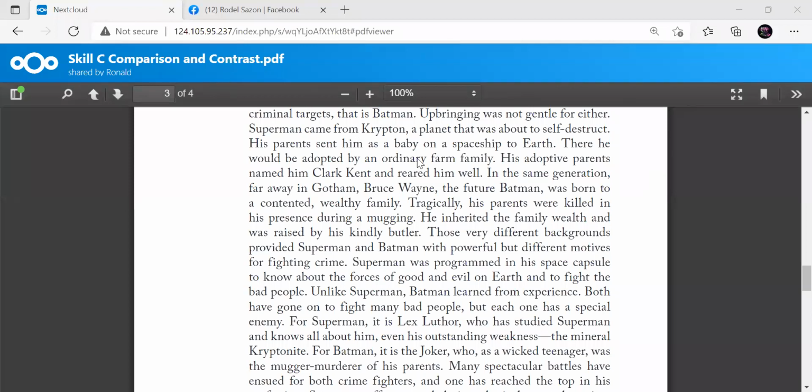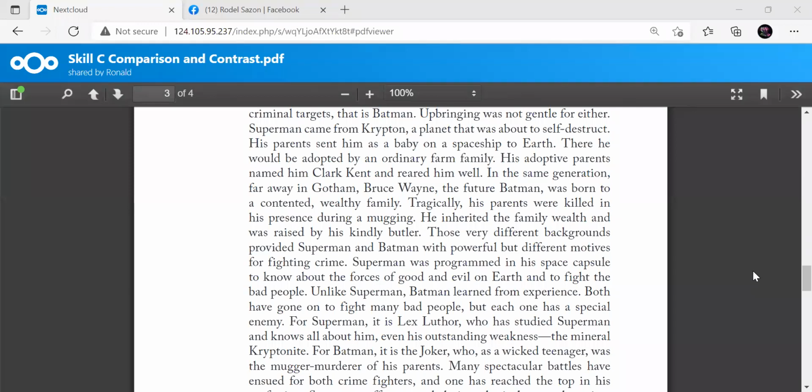His parents sent him as a baby on a spaceship to Earth. There he would be adopted by an ordinary farm family. His adoptive parents named him Clark Kent and reared him well. In the same generation, far away in Gotham, Bruce Wayne, the future Batman, was born to a contented, wealthy family. Tragically, his parents were killed in his presence during a mugging. He inherited the family wealth and was raised by his kindly butler.